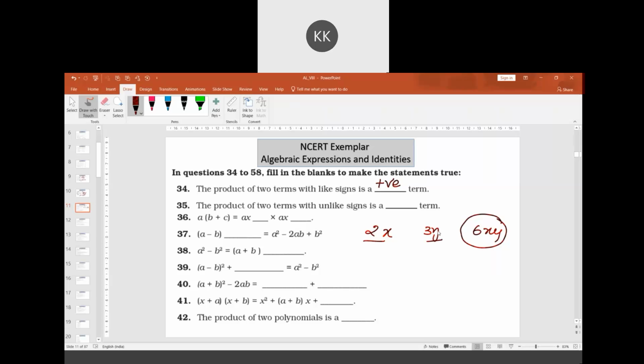If the answer is a positive term, it is accepted. If you say that it's a like term, it is not accepted.